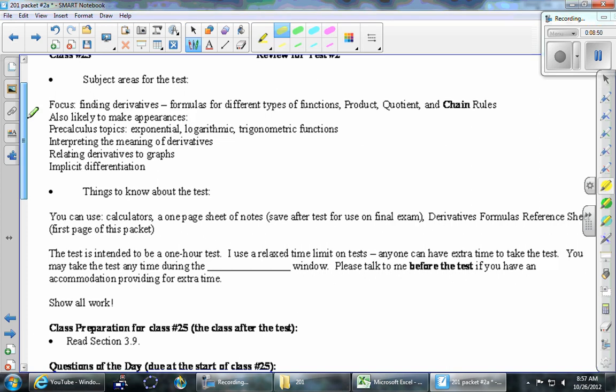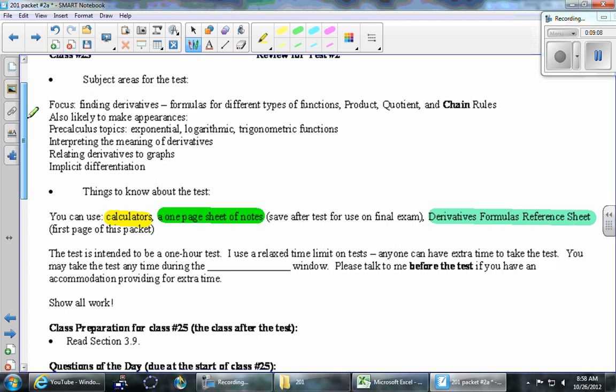Okay, I want to be clear. All of the test is calculator active. You are again allowed to bring a one-page sheet of notes of your own creation, anything written or typed by you. You might want to save that for the final exam. You are also going to rip the first page off of this packet when you come to the test. That's the derivatives formula reference sheet, okay? So you'll actually have two pieces of paper in your hand when you take this test.